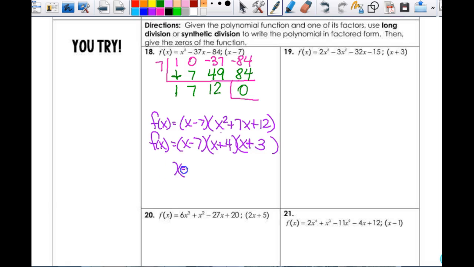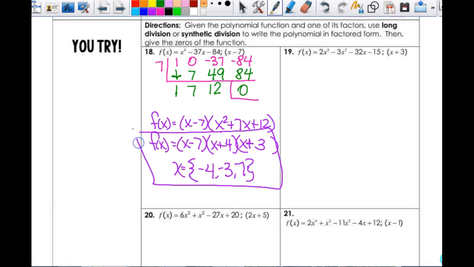So then my zeros, what's my smallest one? -4, then -3, then 7. Okay. Everybody good? Any questions at all? All right, then you do number 19.